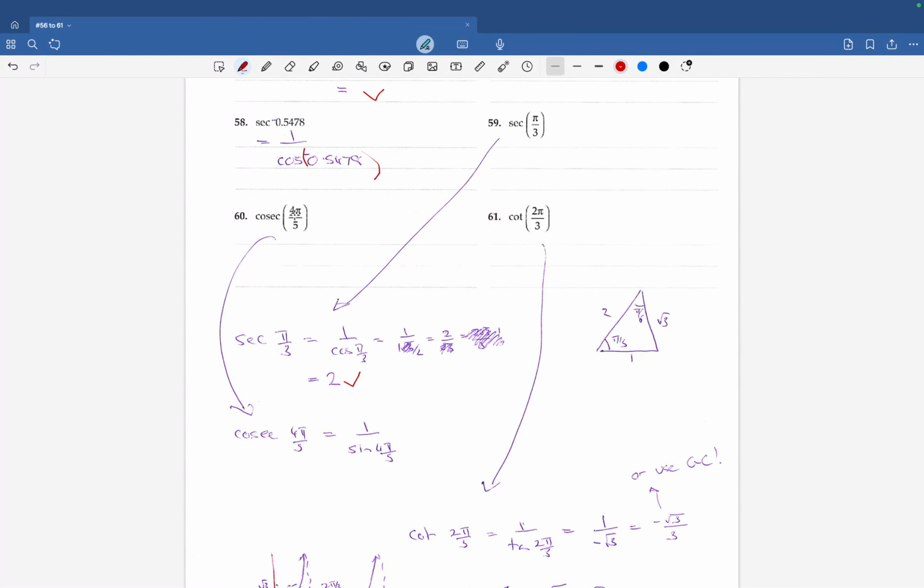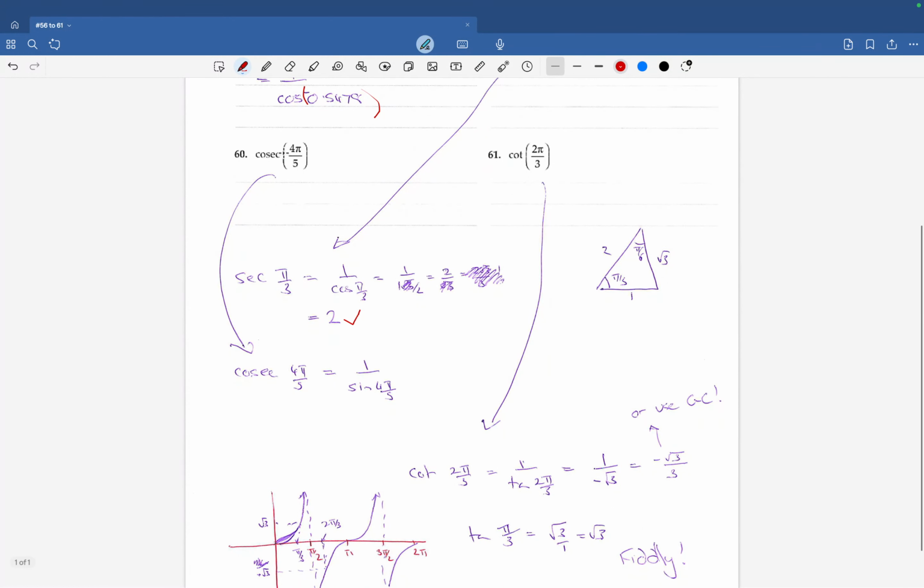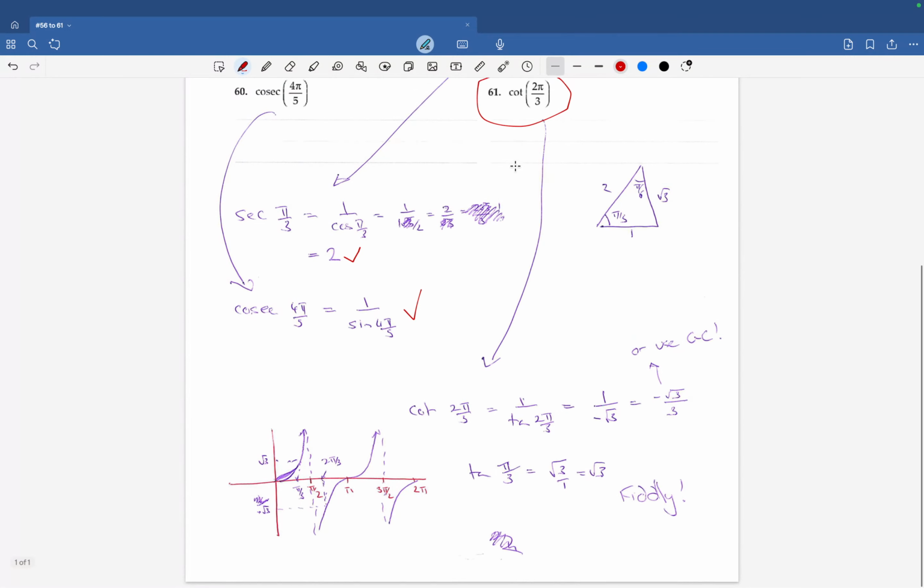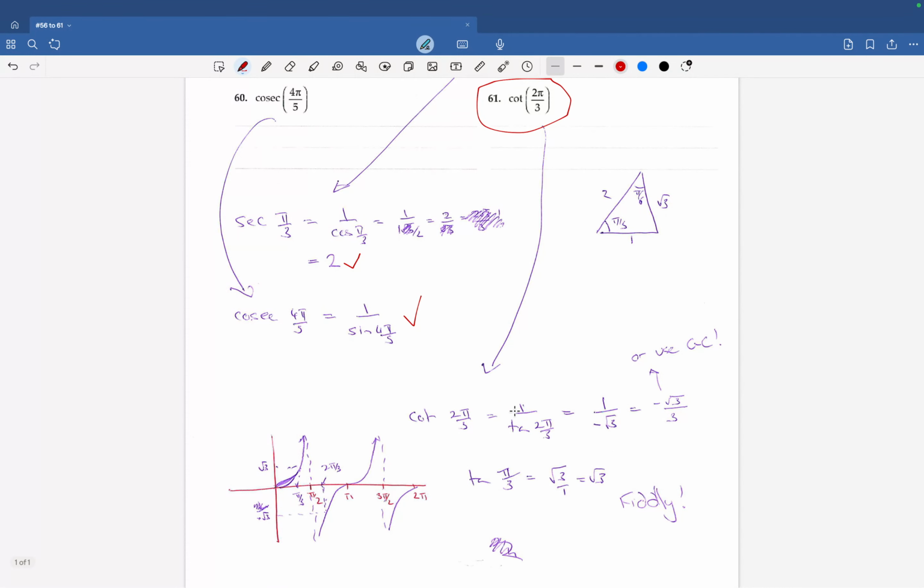Right, number 60, sec 4 pi over 5. That is nothing special in there. That's not special triangles. So what's cosec? Cosec is 1 over sine. So sine of whatever 4 pi over 5 is your answer there. Now this one here is cot. What's cot? Cot is 1 over tan. And now this is where it gets complicated. To be honest, it's probably easier to use your graphing calculator.